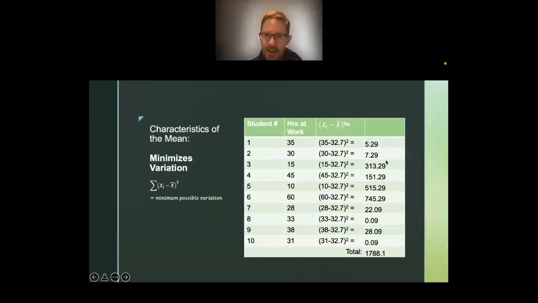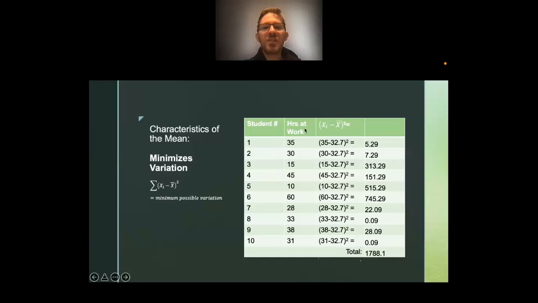And so when we add all of these together, remember that's what we're doing because of the sigma, when we add all of the variables, the variation away from the mean is 1,788. Now that might not mean much, but what it's saying is this is the total variation away from the mean that each of these values hits, okay?